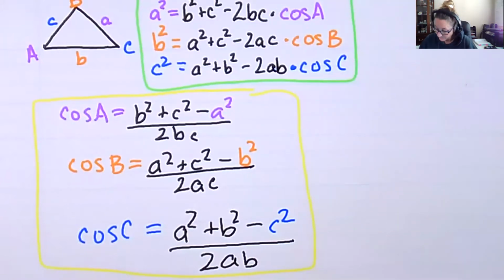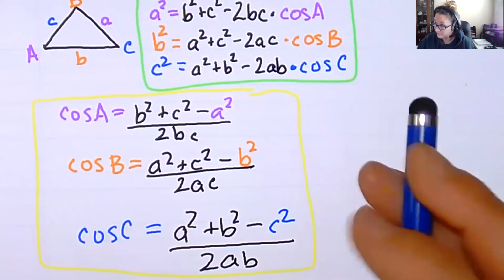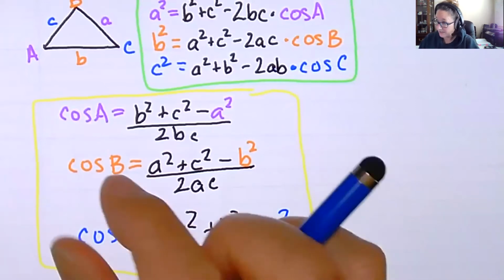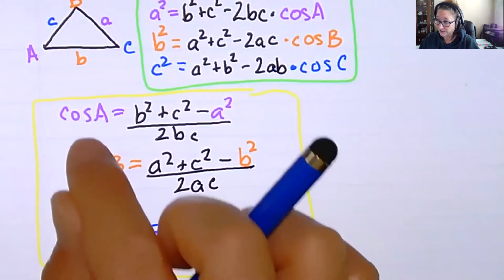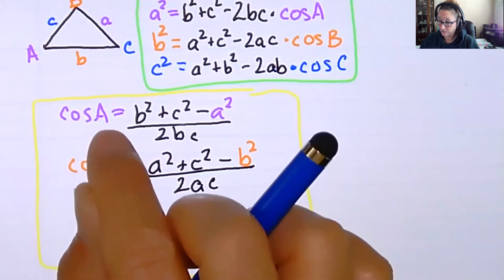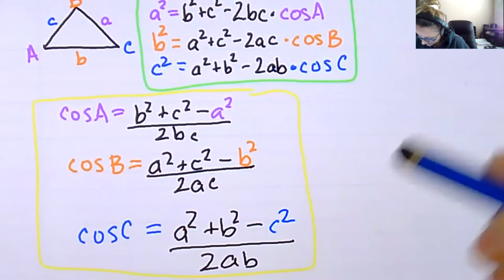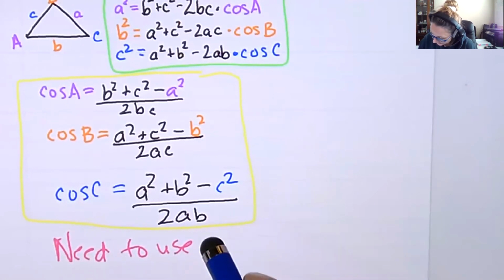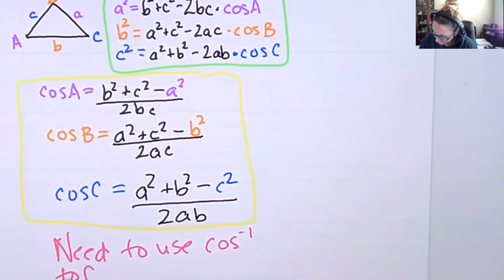Now, for these ones, at the end, what I'm going to have to do is take the inverse. So at the very end, and this is how I personally think of it, I am going to have to take the cosine inverse of each of these in order to find the angle. You need to use inverse to find angle. So I'm just going to write that here. Need to use cosine inverse to find angle.